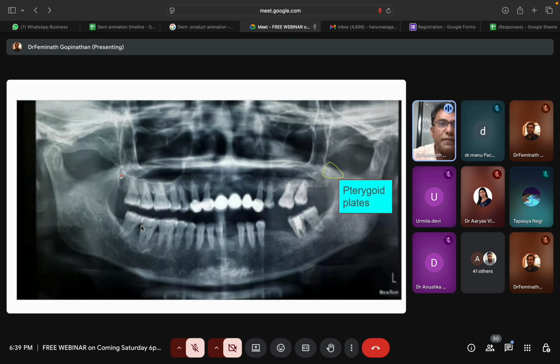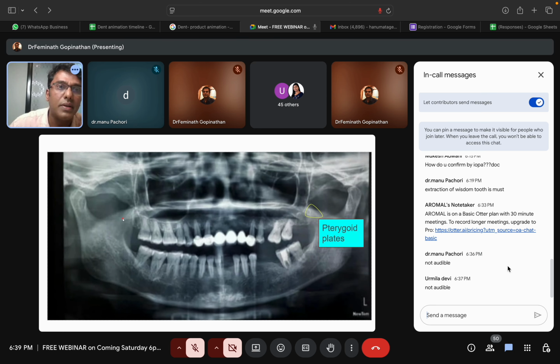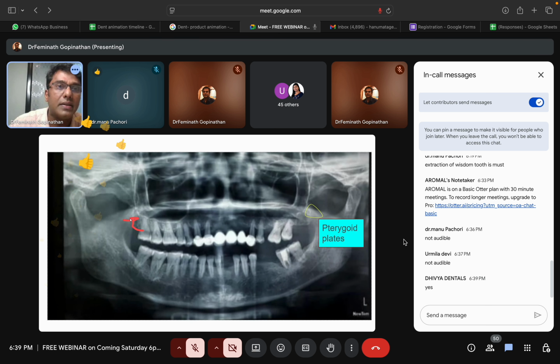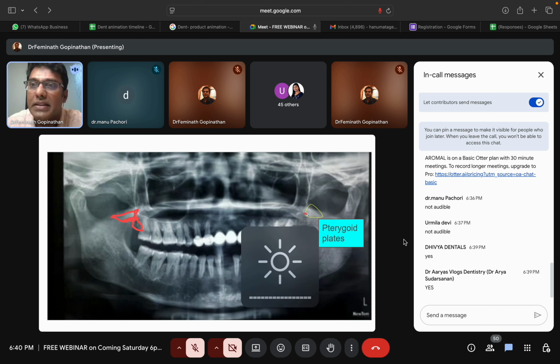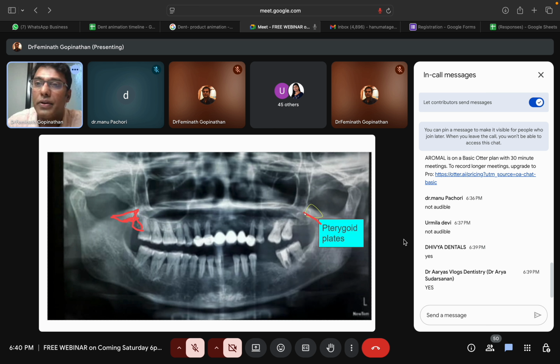Now I'll show you how to identify this pterygoid plate. You can see a wing-like thing here. Can you see this? Please answer yes or no. Okay. This is the tuberosity. This is the wing. So your plan is from here getting to this. This is very clear, I believe. Your plan is from here you should go and enter here. I hope this is very clear.